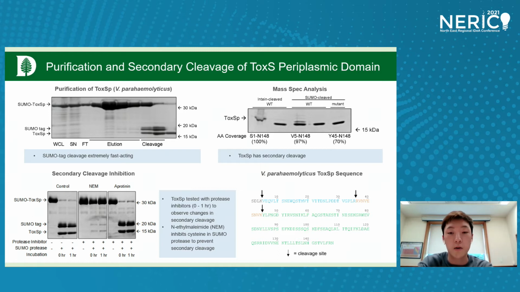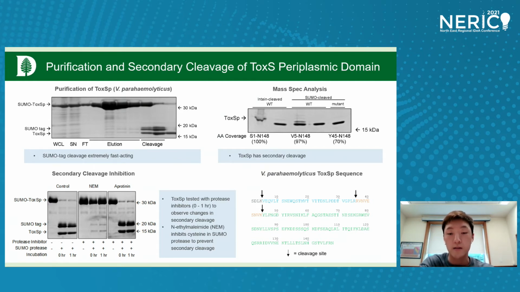Interestingly, we noticed some differences when we ran the gel with the crystals and the input mixtures of the ToxSP. We examined them through mass spec, and we found that this protein experiences a secondary cleavage. The possible cleavage site is indicated with arrows, and it appears that ToxSP that's cleaved from the intein tag is the one that has the full length.